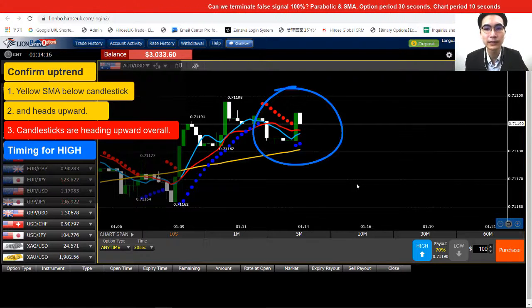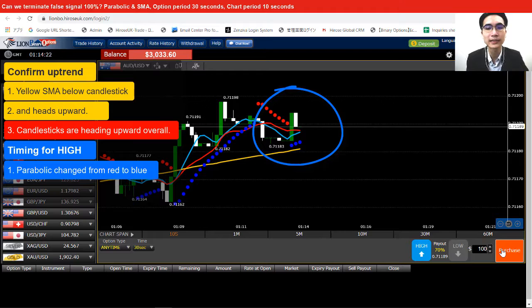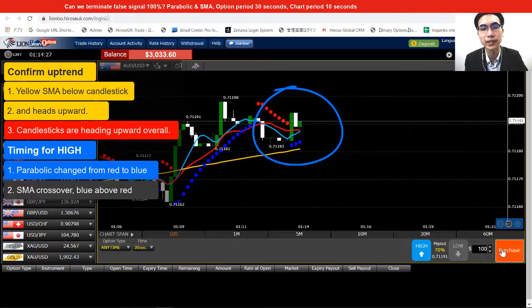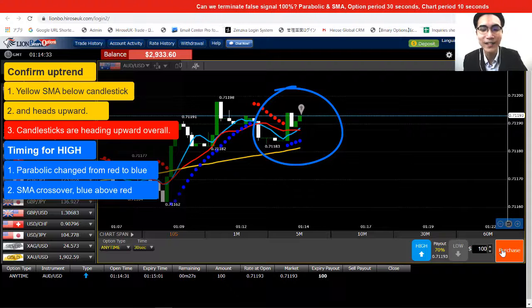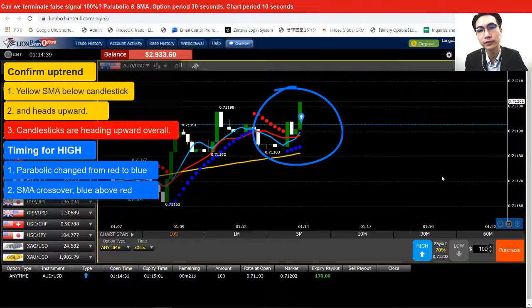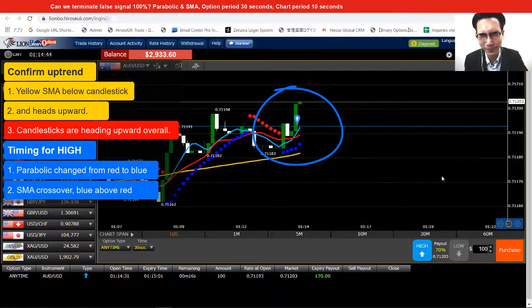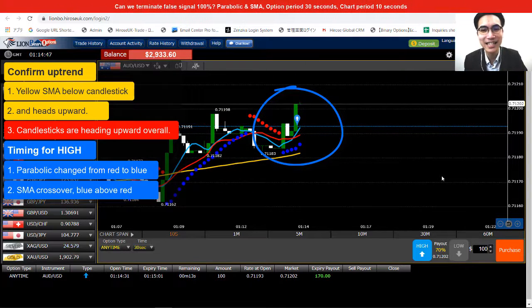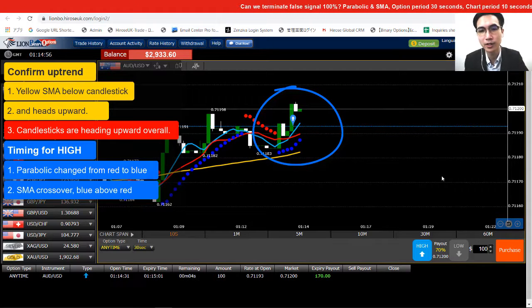Now you see on the parabolic the red dot has changed to a blue dot, and that's a bullish indication for me. So what I'm waiting for is just for the blue and red simple moving averages to cross over and give me a bullish signal as well, which is now. Okay, so now the two simple moving averages, the blue and red one, cross over, and after the crossover, the blue one goes above the red one, and that is the bullish indication that I have been waiting for.